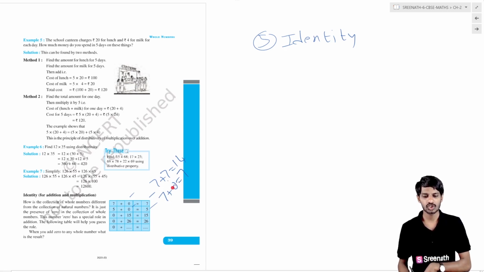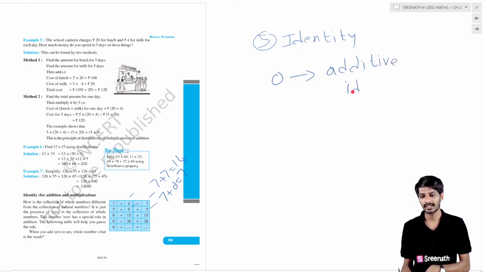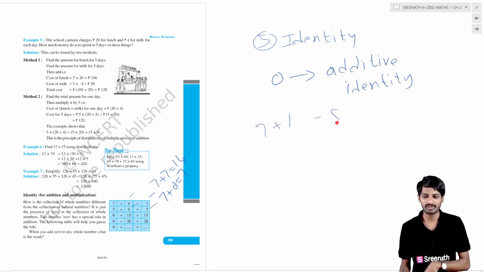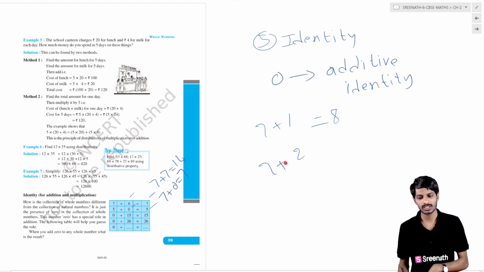So we call that 0 the additive identity. What is additive identity? If you add 0 to any number, you will get that number only. But this is not possible with any other number. Why? Because if you take 1 as the additive identity and add 7 to 1, what happens? It gives 8. It does not give you 7. So 1 is not the additive identity. Suppose I take 2 as the additive identity. If you add 7 to it, you will get 9.